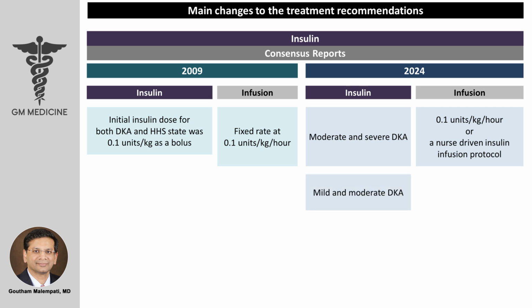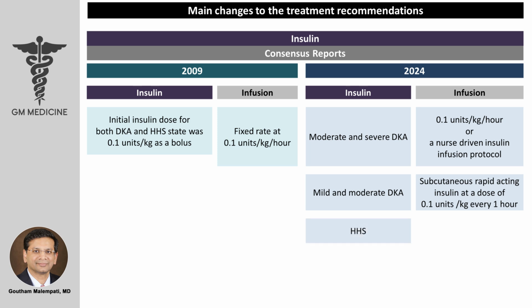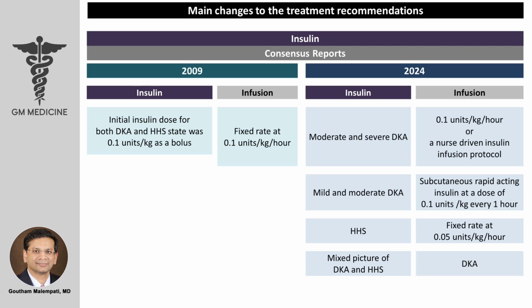For mild and moderate diabetic ketoacidosis, it is recommended to use subcutaneous rapid-acting insulin at a dose of 0.1 units per kg every 1 hour. For hyperglycemic hyperosmolar state, fixed rate insulin infusion is to be given at 0.05 units per kg per hour. If there is a mixed picture of diabetic ketoacidosis and hyperglycemic hyperosmolar state, one should treat it as DKA.